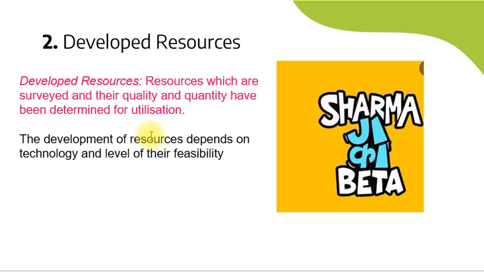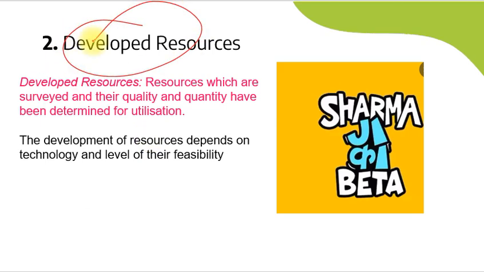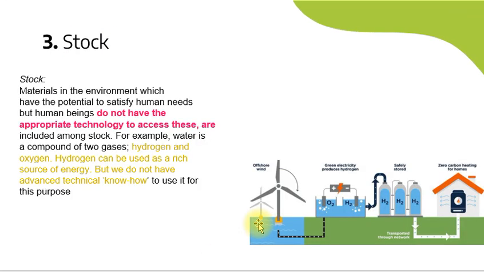जैसे अगर मैं 5G की बात करूं तो आज के डेट में 5G is a developed resource, right? Similarly, if I talk about hydroelectric projects in India, so that is also a developed resource which I have. The development of resources depend on technology and level of their feasibility. ये तो हमें पता ही है, तो common fact है, right? So developed resources, like शर्मा जी का बेटा, those who top the class, right?